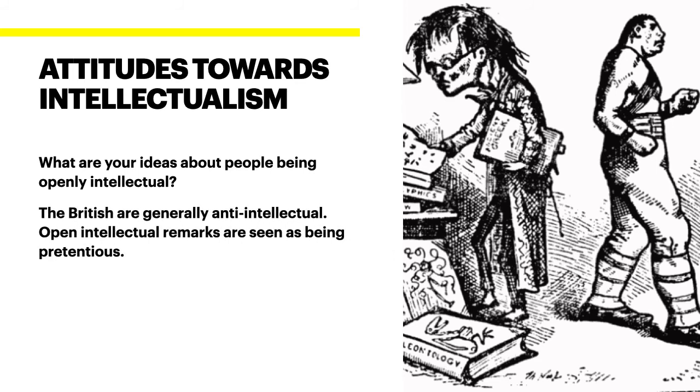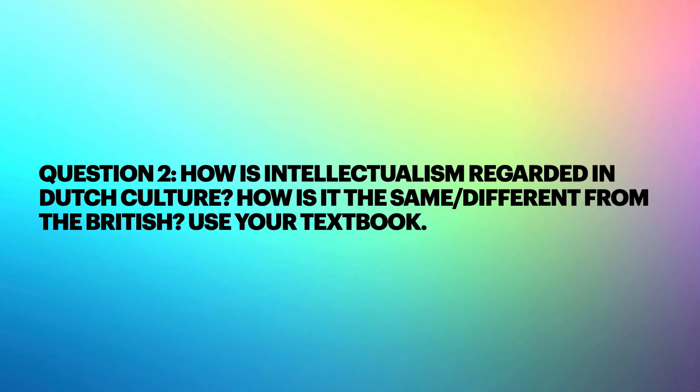In general, we can say that the British population is quite anti-intellectual, and open intellectual remarks are seen as being quite pretentious. And also compare this to the Dutch, what Dutch people think. The big differences between someone like Maarten van Rossum, who's a very clear intellectual, and the way that they compare this to anti-intellectuals. The next question that you're going to look at is how intellectualism is regarded in Dutch culture and if this is the same as it is in British culture. And for this, you're going to look at your textbook.